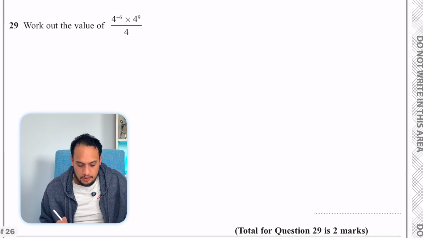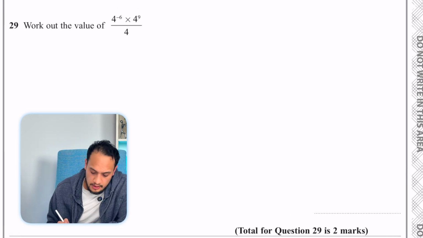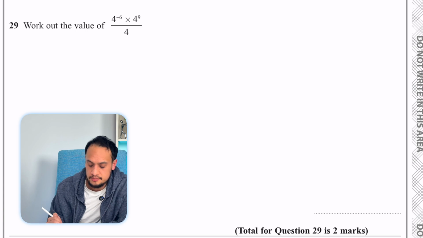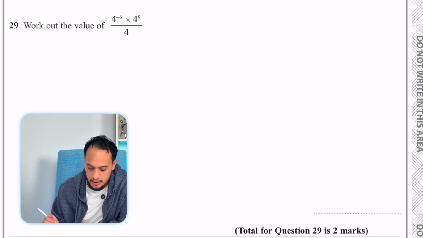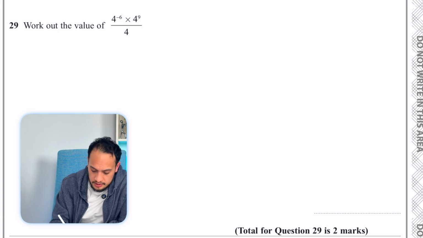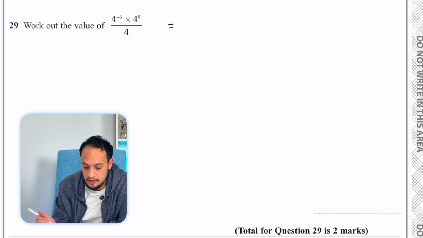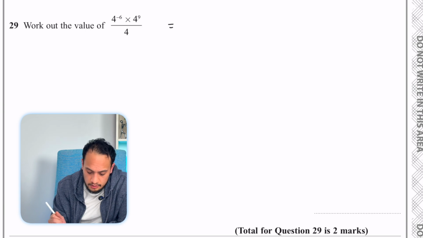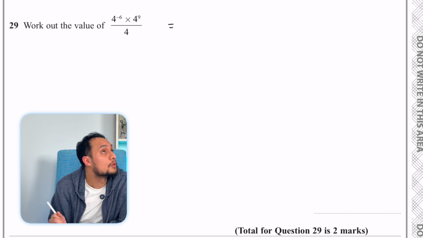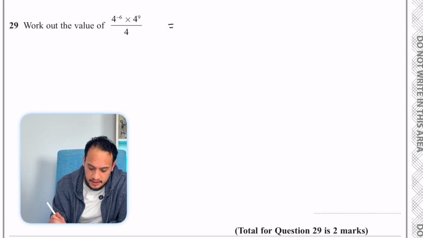Okay, 29. Work out the value of 4 to the -6 times 4 to the 9, over 4. All right. So what we're going to do is evaluate the top by using our first law of indices. We're going to add the indices. So we've got 4 to the -6 plus 9, which is 3.